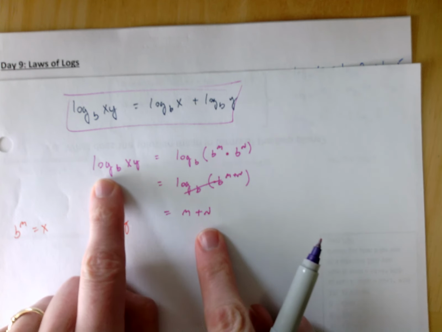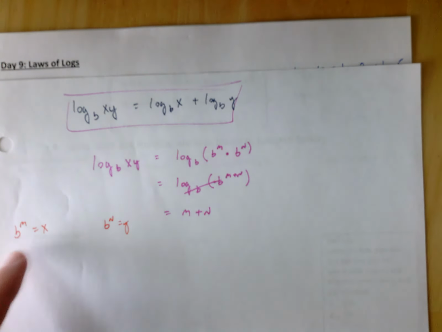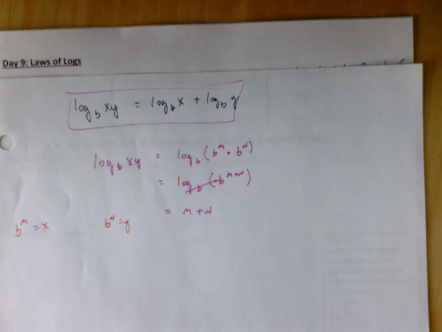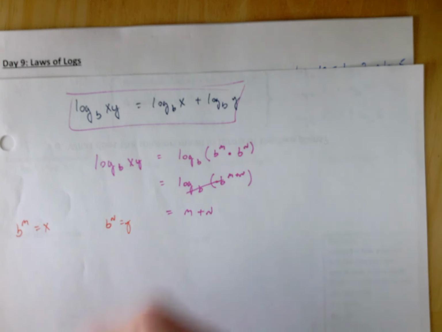But the problem is that we want it in terms of x and y. I don't know what m and n even are, right? They're just some number that makes these things work. So what I'm going to do is go back over here and figure out an expression for m. So using my log rule, I'm going to rewrite this as a logarithm, right?